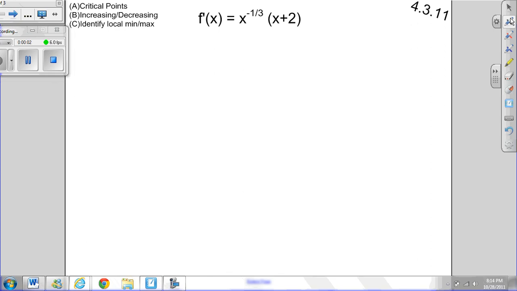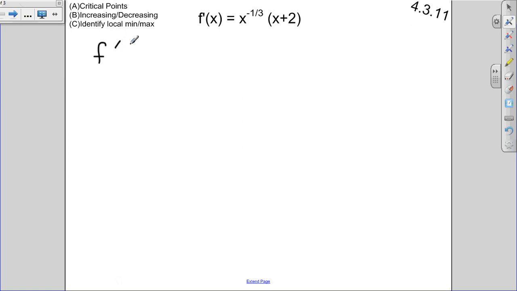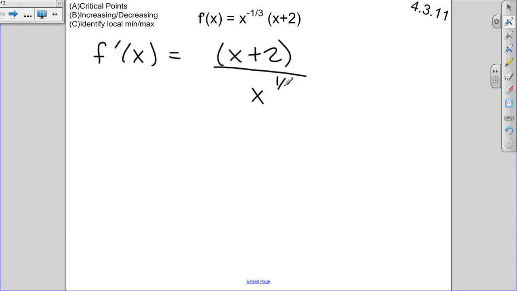This is problem 4.3.11 from the book. In this problem, we're given the derivative of a function, and we're given that that derivative is x to the negative 1/3 times x plus 2. And the first thing they want us to do is find the critical points. So I'm going to rewrite this derivative as x plus 2 over x to the 1/3.